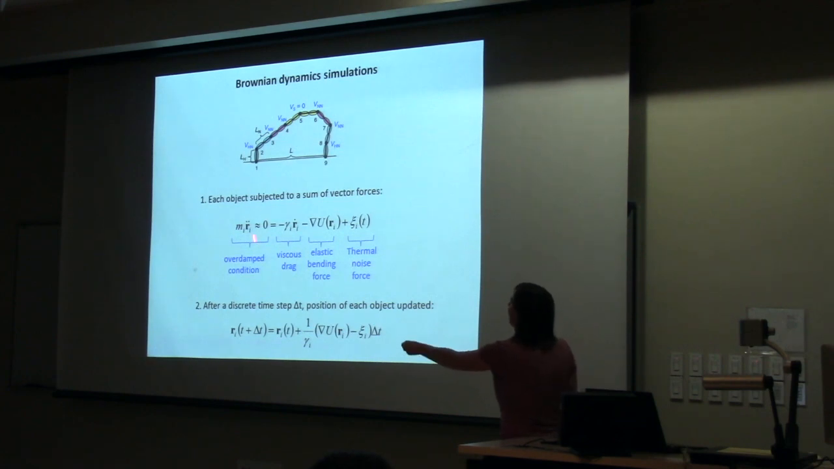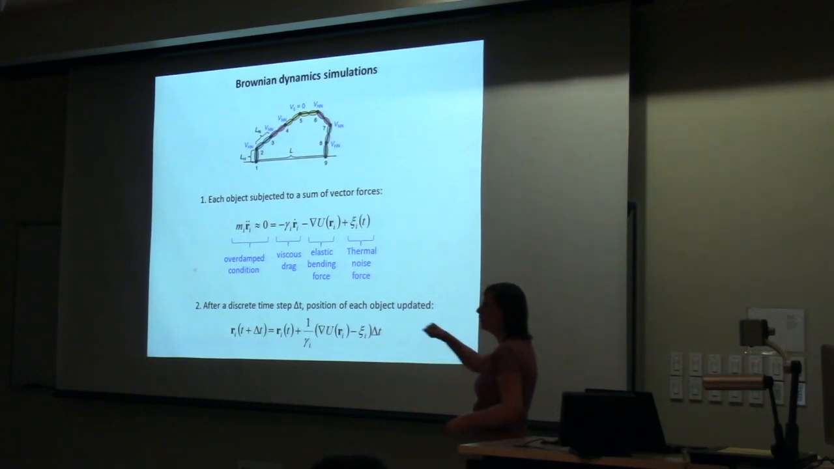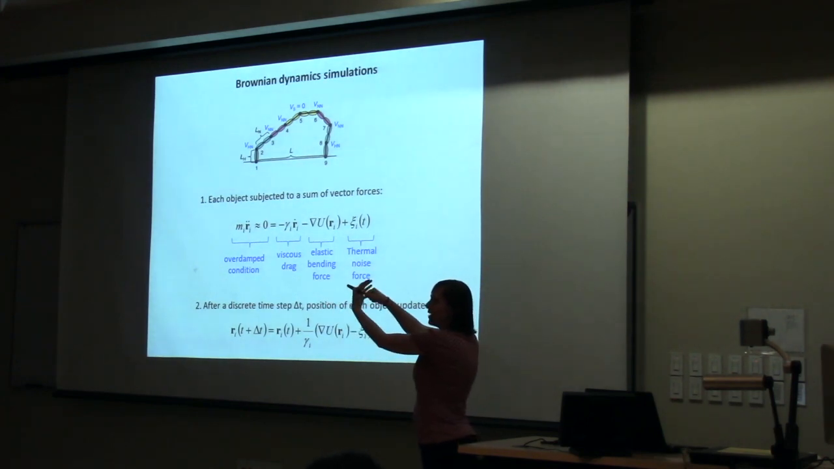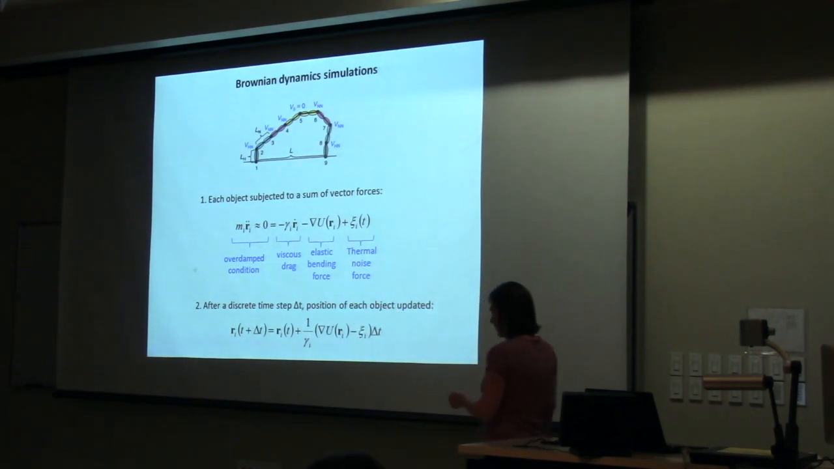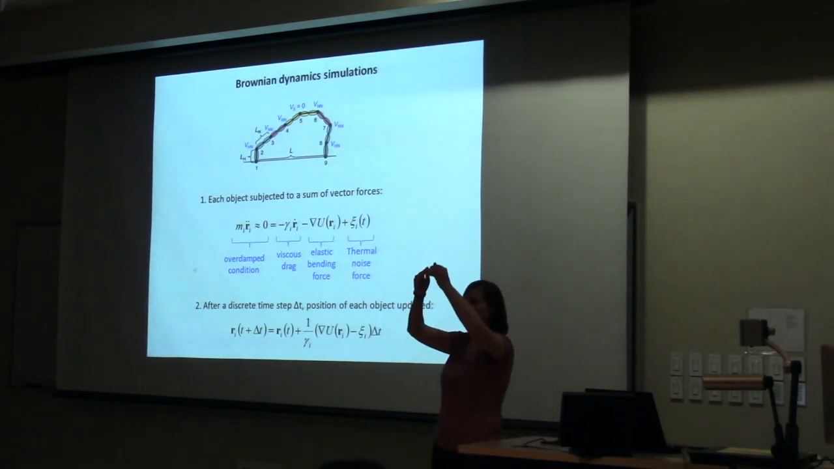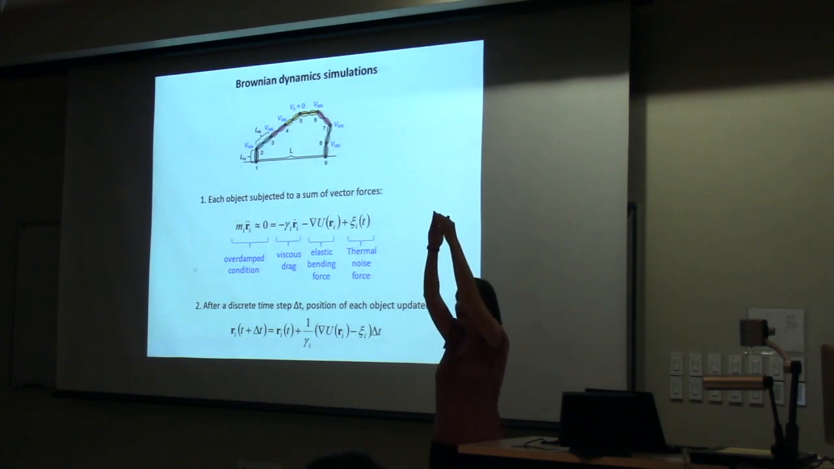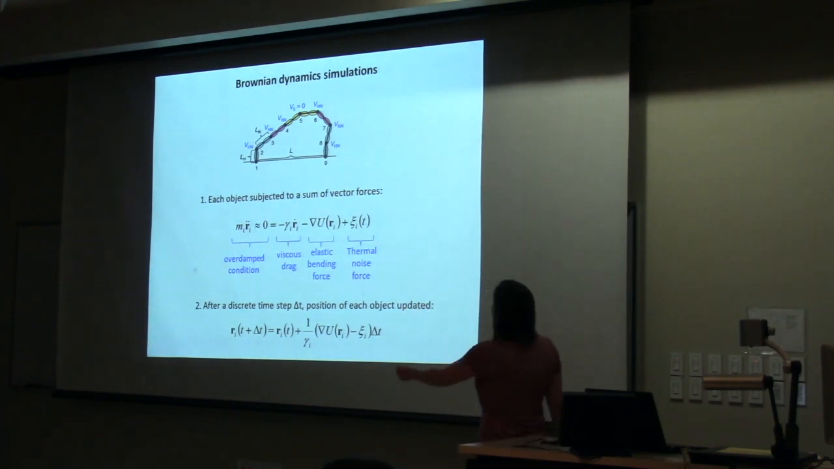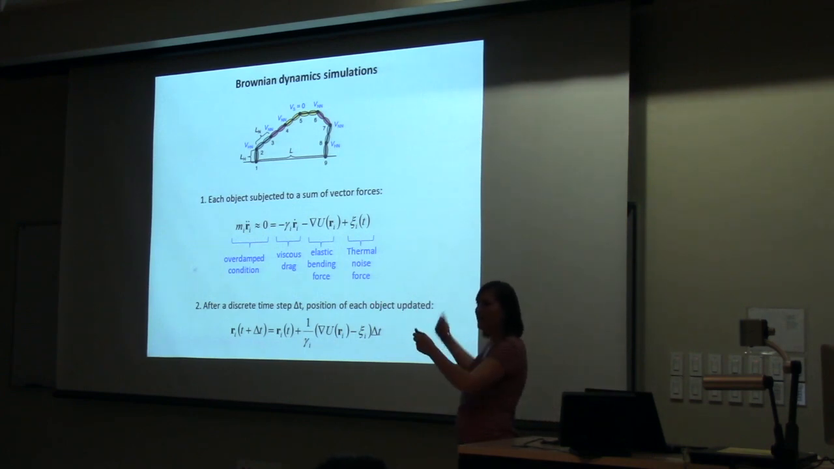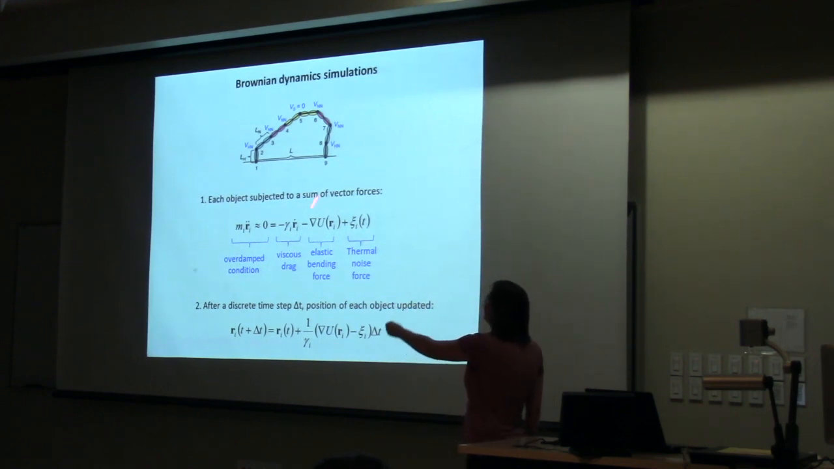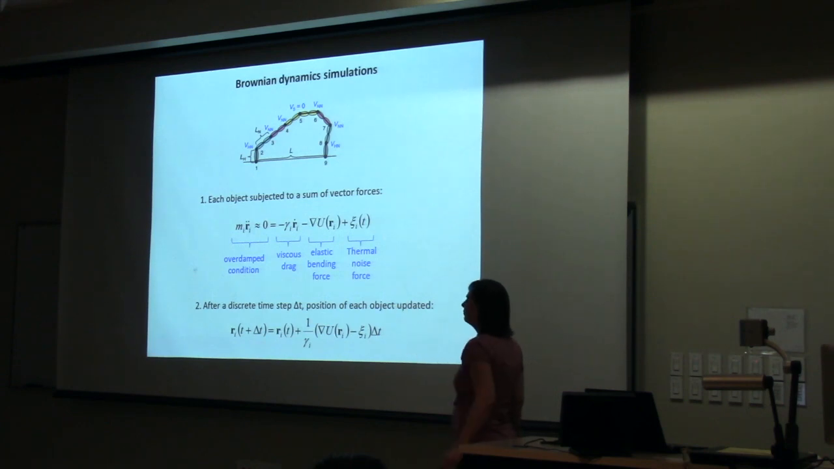So the first one is a viscous drag force. So as the object moves through a fluid, there is the force of the fluid pushing back on it. The second force is an elastic bending force. So if we bend at any of those joints, there's going to be a restoring force trying to bring it back to equilibrium, to straighten it out. And then the third type of force that I include in the simulation is a thermal noise force. And this is to simulate the effect of those water molecules that are hitting the object from all different directions. And so we use a random number generator to generate that thermal noise force.